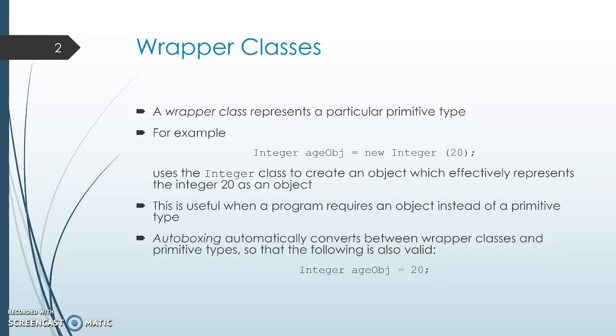A wrapper class represents a particular primitive type. For example, ageObj is of type Integer. It uses the Integer class to create an object which effectively represents the integer 20 as an object. This is useful when a program requires an object instead of a primitive type. Autoboxing automatically converts between wrapper classes and primitive types so that the following is also valid.